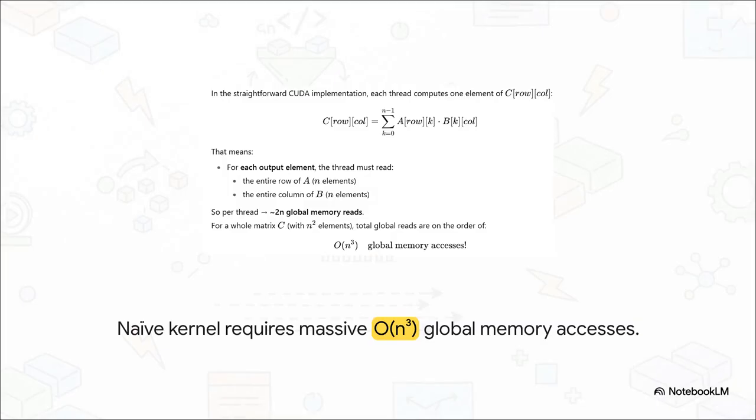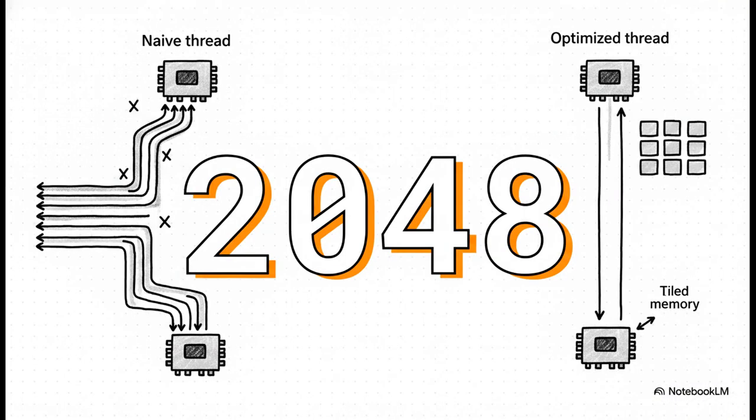When you look at the math, this scales terribly. To calculate just one single output element, a thread has to read an entire row and an entire column. That's 2 times n global memory reads per thread. Multiply that across the whole matrix, and you're looking at total memory accesses on the order of n cubed. And since memory bandwidth on a graphics card is incredibly precious, an n-cubed fetch rate will choke your hardware almost instantly. To put that abstract math into a real-world perspective, let's say you're computing a standard 1024 by 1024 matrix.